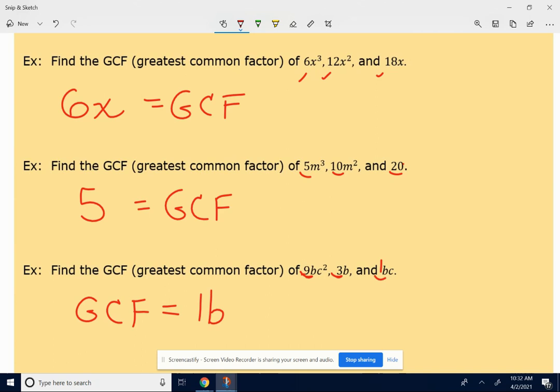Now let's look for any other common variables. We have c's. We have c to the second. There's no c at all in the second one. If there's not a c in all three of these terms, you don't even want to look at it. C doesn't count. The only greatest common factor that you have in this problem would be 1 times b. And of course, you don't even need to write the 1 times the b. The greatest common factor would be better off just written as b.